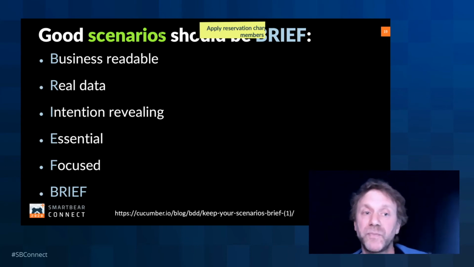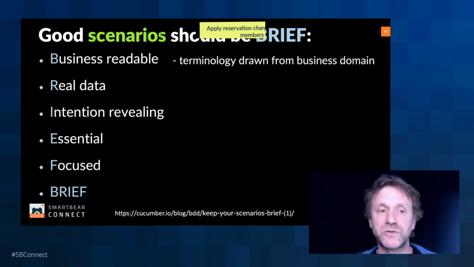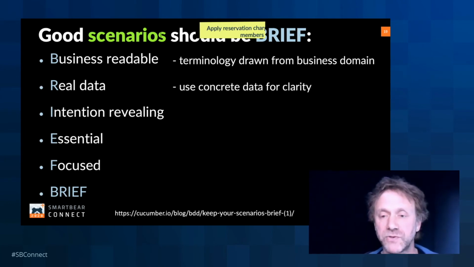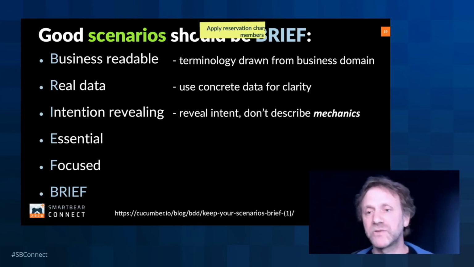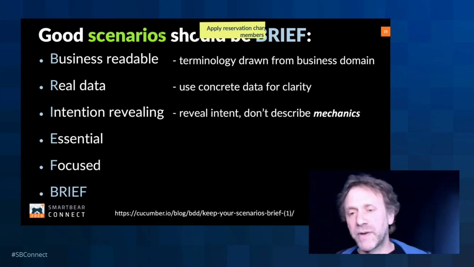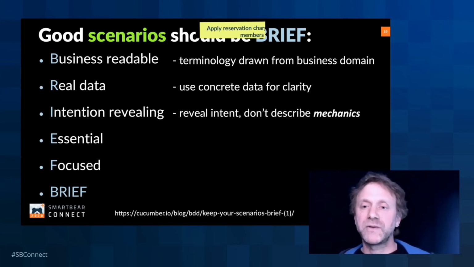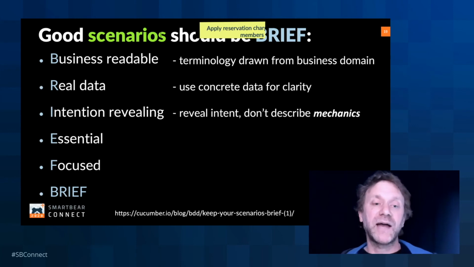So we came up with this acronym, BRIEF, to help us remember what makes a good scenario. A scenario should be business readable, with terminology drawn from the business domain. Wherever possible, it should use real data, like that concrete date that we saw in the first example of the 4th of May, 2020. Scenarios should be intention revealing, so they shouldn't describe the mechanics. When we went to the library, we didn't talk about how we got there or about going up to the door. We talked about what we were expecting to happen, what the intent was, like the library should be shut outside of business hours.